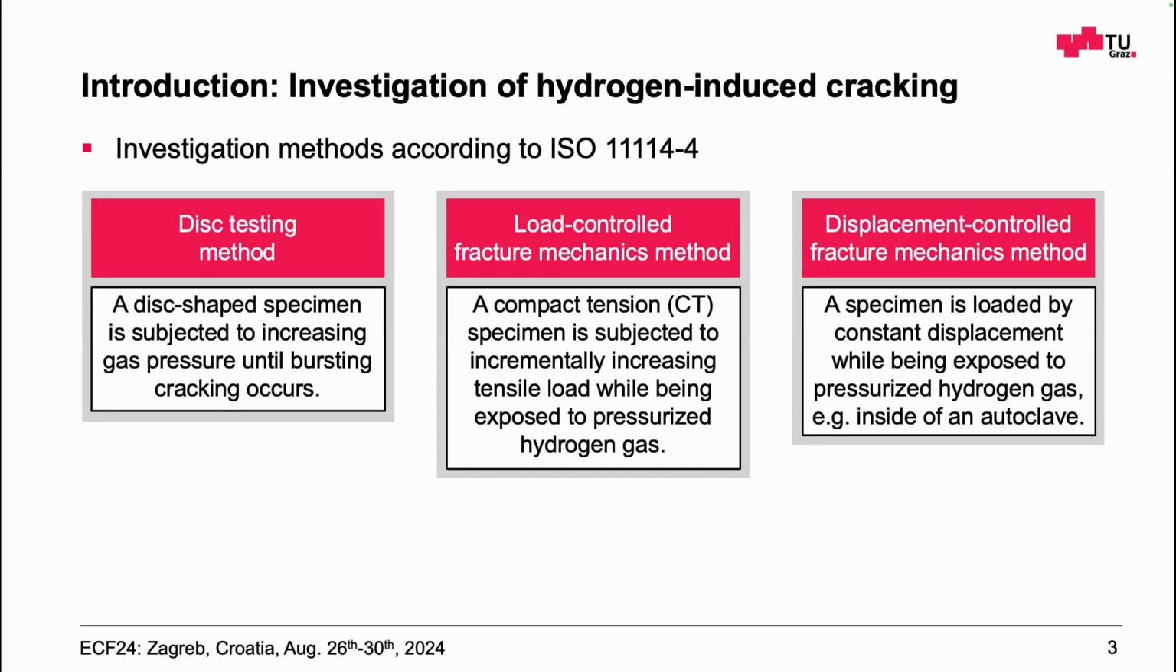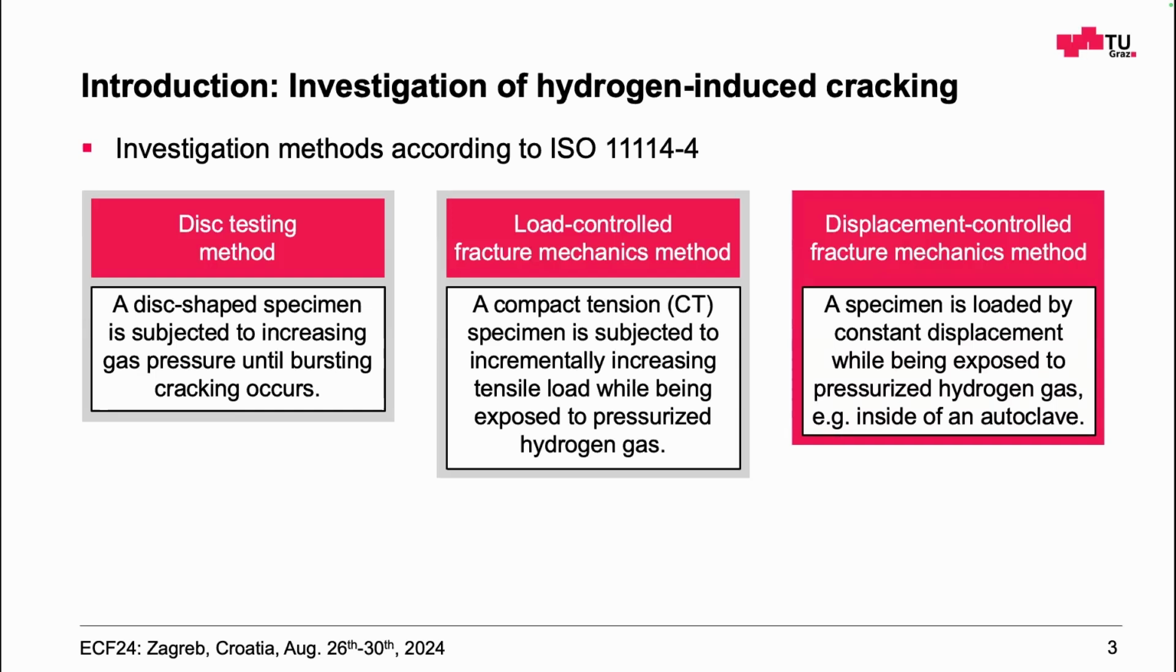Here you apply a constant displacement, and then after a certain time in a hydrogen atmosphere, for example, inside of an autoclave, you investigate the fracture surface, and then you can also see if the crack grew or not. And with this, you can then characterize the susceptibility of the material to hydrogen. We are normally working on this method.